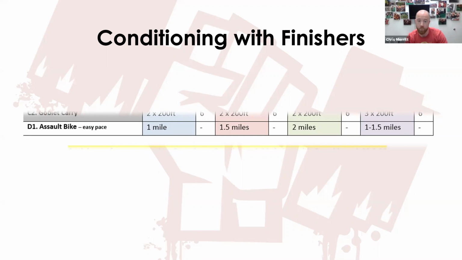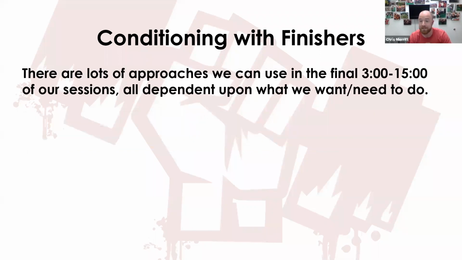So we went 1 mile in week 1. Week 2, we made it 1.5 miles. Week 3, we made it 2 miles. And then we dropped it back down during that high volume reach week in week 4 with 1 mile to 1.5 miles. So just different ways that you could prescribe that. But there's lots of approaches that we could use in the final 3 to 15 minutes of all of our sessions. And it just depends on what we want or need to do. It could be that you say, to go back to something I said earlier, well, this person's a runner, or this person is, I'm pointing like you guys can see, we're next to a mixed martial arts gym. This person's going over for Muay Thai class after this.